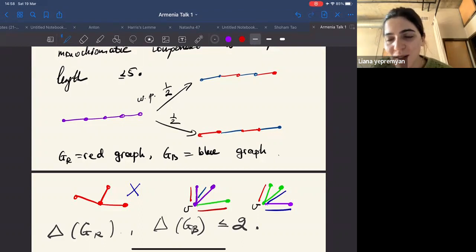So again, we're in good shape. We can say, well, that is nice. We only have to worry about paths and cycles. And maybe I could hope that this recoloring would eliminate long monochromatic paths. But that is not going to be true, right?